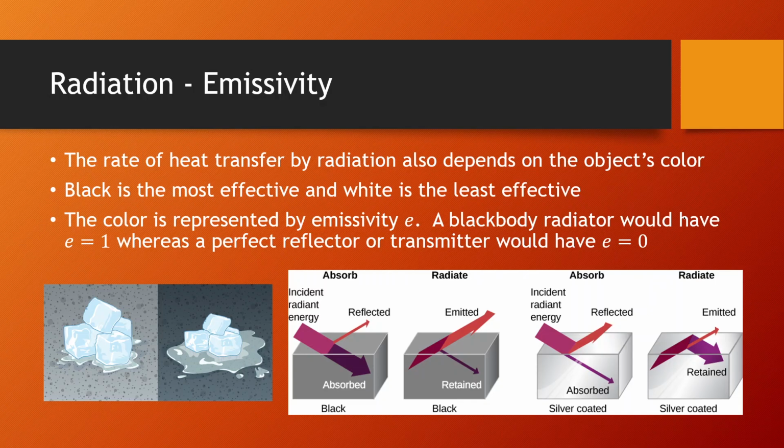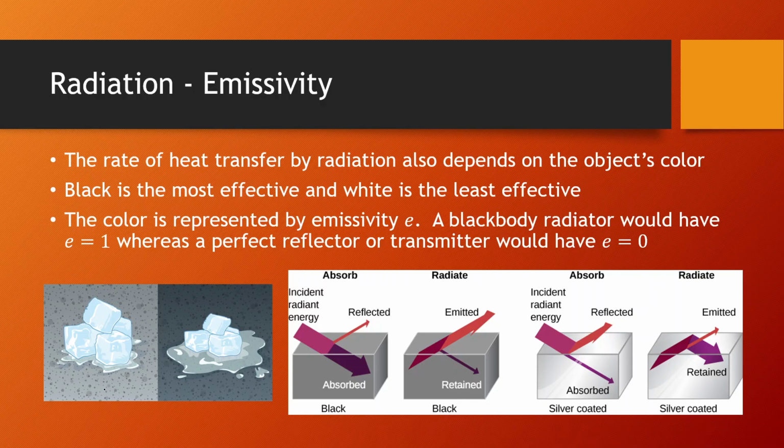All right, let's talk about radiation and emissivity. The rate of heat transfer by radiation can also depend on an object's color. Black is the most effective and white is the least effective at heat transfer. We can see, for example, these two sets of ice cubes, one on a lighter concrete, one on a very dark concrete or maybe an asphalt. The lighter concrete is not taking in as much heat as the black asphalt, we can say.